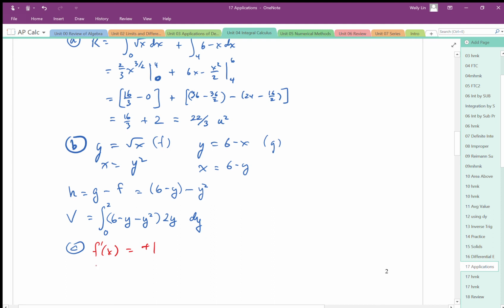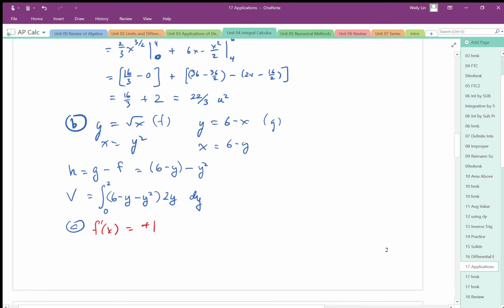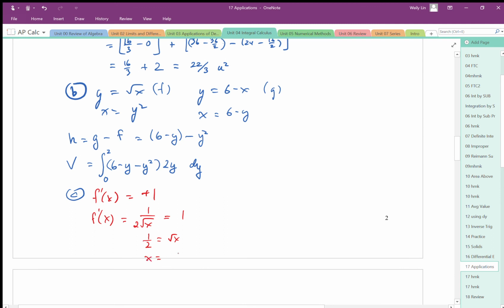If I want to figure out the position of that, I need to first of all find the derivative. The derivative of square root x is 1 over 2 root x, and I want to know where that's equal to 1. Solving for x, I end up with 1/2 equals root x, so x equals 1/4. I plug that back into my f equation. If x is equal to 1/4, y is going to be equal to 1/2. So then there's my coordinate. P is the point with x equal to 1/4, y equal to 1/2.